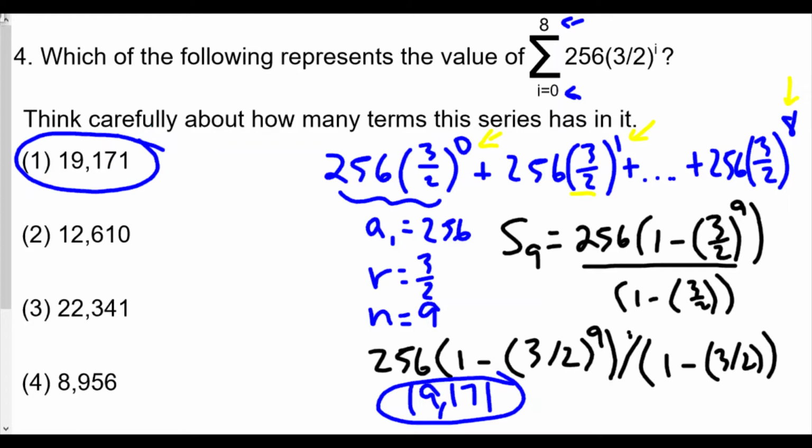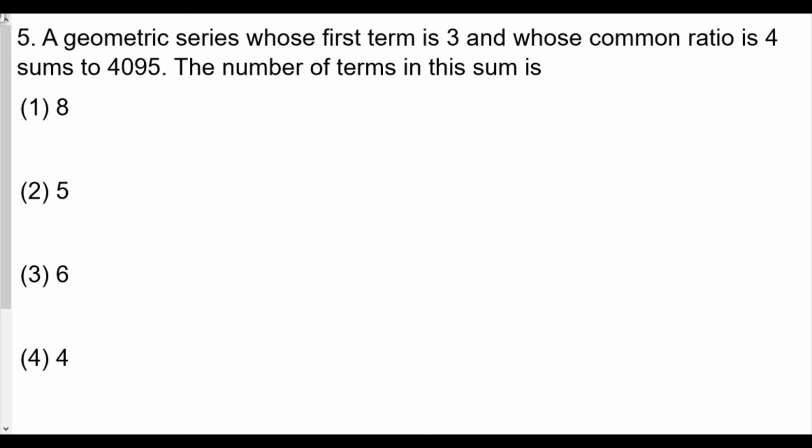That was question number 4. Now for question number 5. A geometric series whose first term is 3 and whose common ratio is 4 sums to 4,095. The number of terms in this sum is going to be, well, sorry.